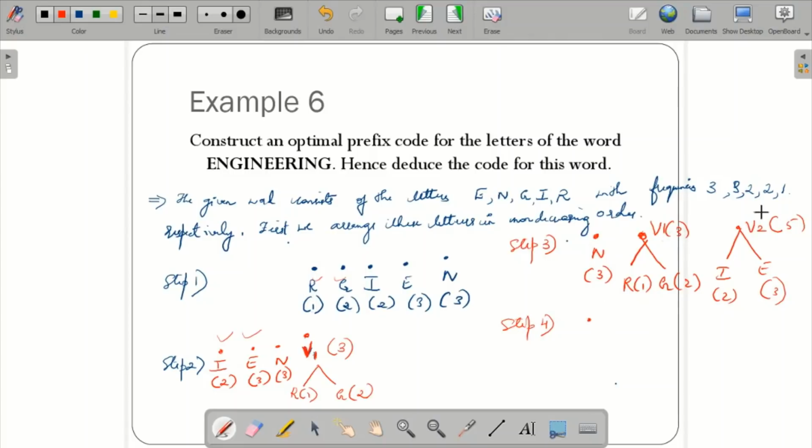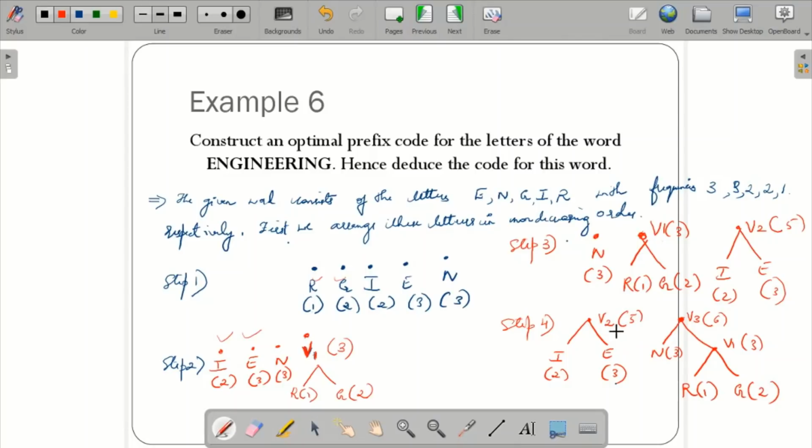So v2 will remain as it is. V2 is 5, right? Here when you add, it will be 6, so v2 is less, so write v2 first over here. V2 is 5, and its branches are I and E, whose I's weight is 2 and E's weight is 3. Combine these two, it would be a new vertex. v1, v2 is done. Now v3 with the weight 6. For that, the left branch is n, that is 3, and the right branch is v1, 3, and for that again we have sub branches r1 and g2. Now left out is only these two.